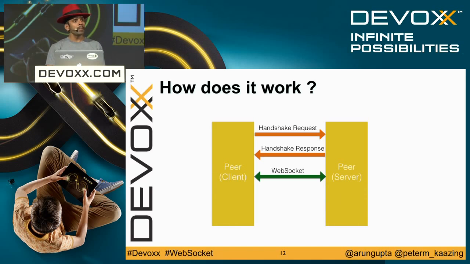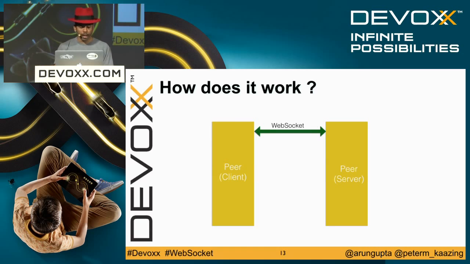At that point of time, the client and the server really become true peers. That means they both have the same capabilities. The amount of messages that they can send, the APIs that they can invoke is very much similar. So let's take a look at it in a little bit more detail.